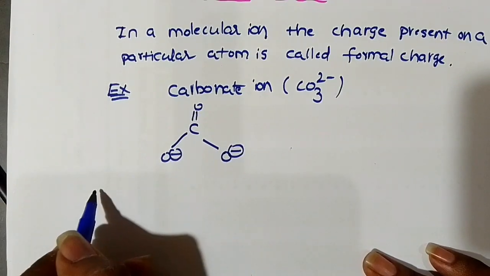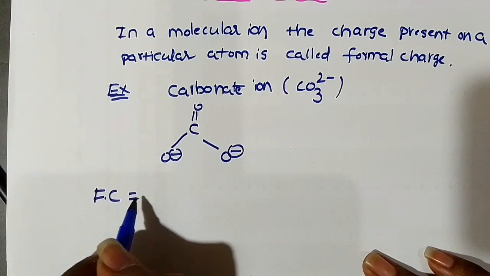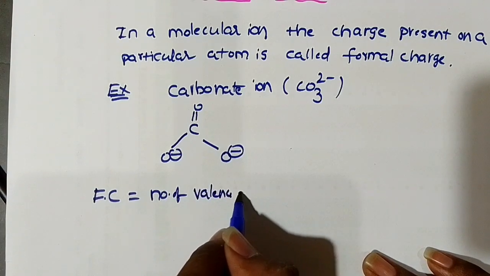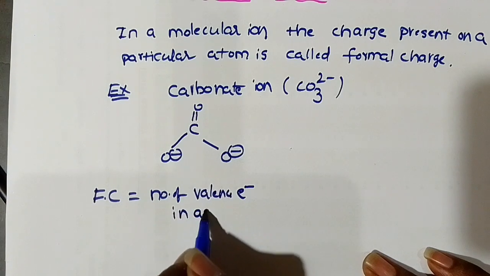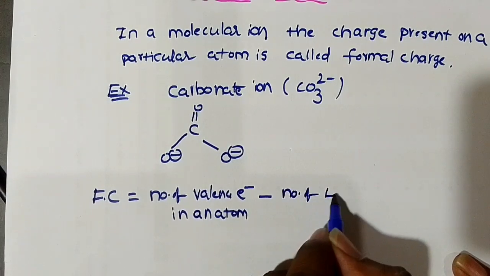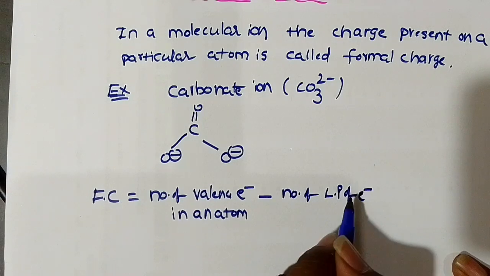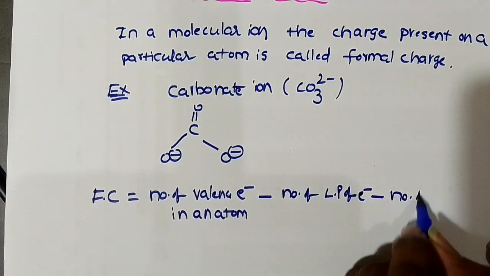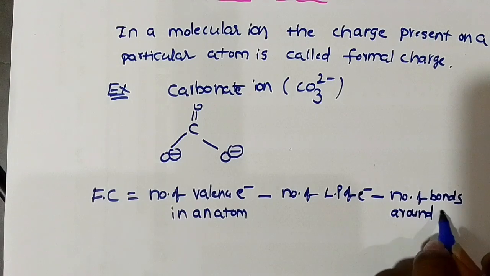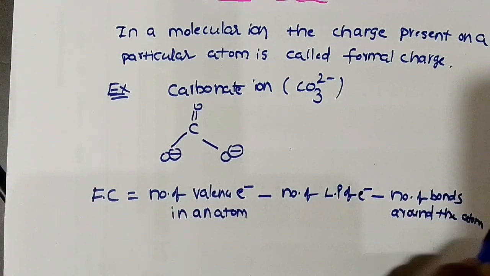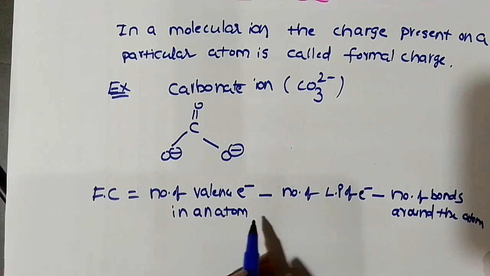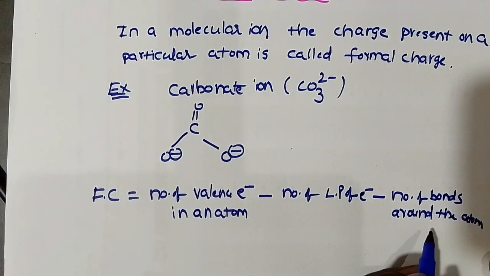Now there is a formula to find out formal charge. Formal charge equals number of valence electrons in an atom, minus number of lone pairs of electrons, minus number of bonds around the atom. So this is the formula for formal charge. Now we see some examples.